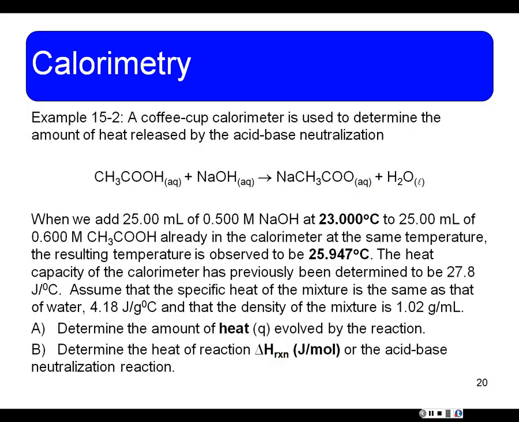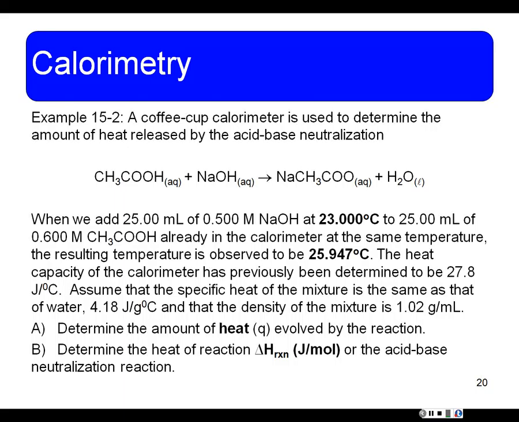We have a solution of 25 mL and 0.5 molarity NaOH. We don't just have grams here; in a few minutes we're going to have to go to moles. You have to remember, we'll go over how to do that. Our initial temperature is 23. Our final is 25.